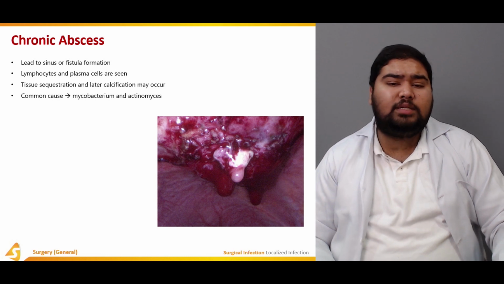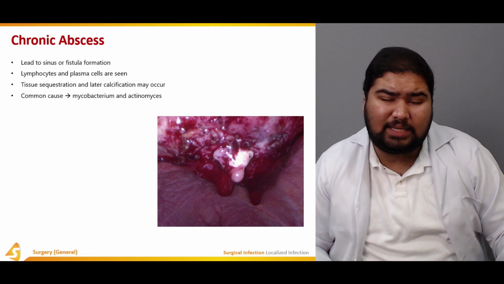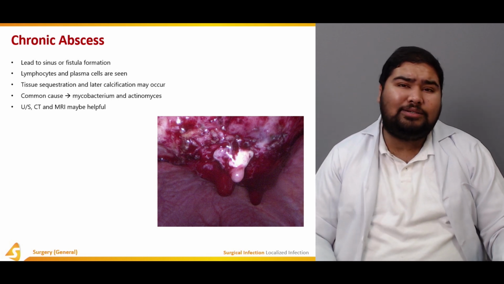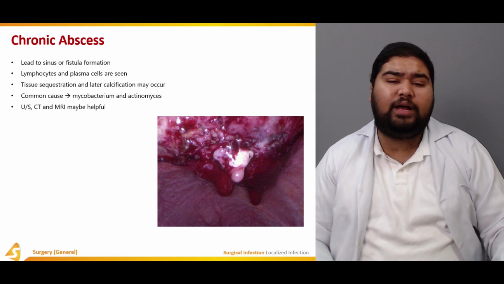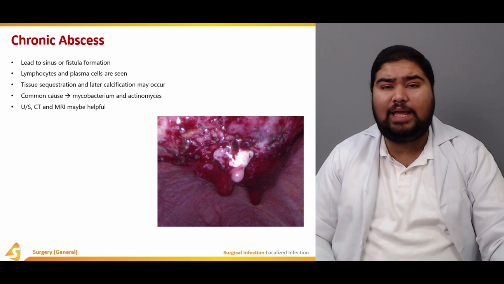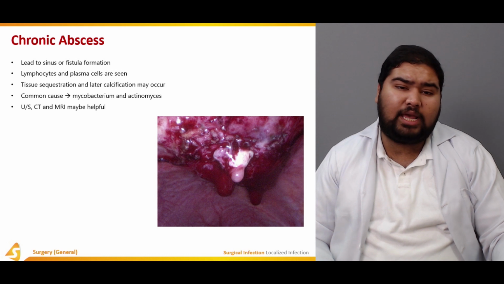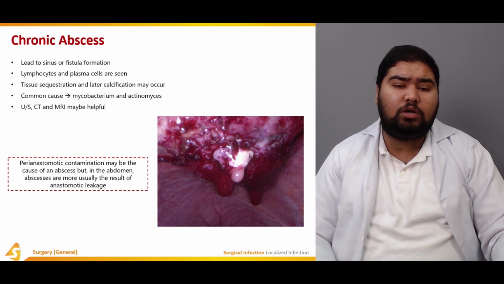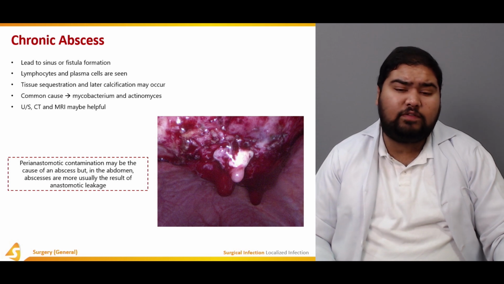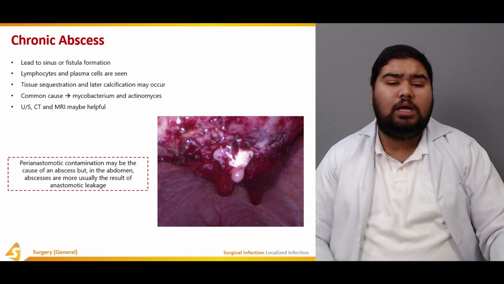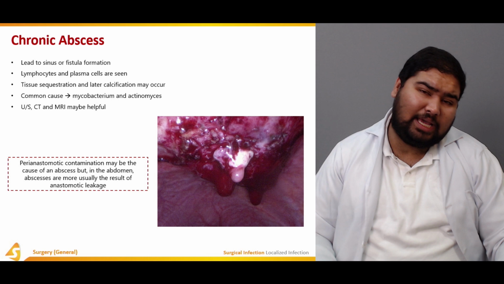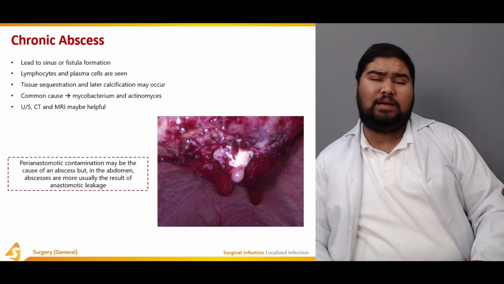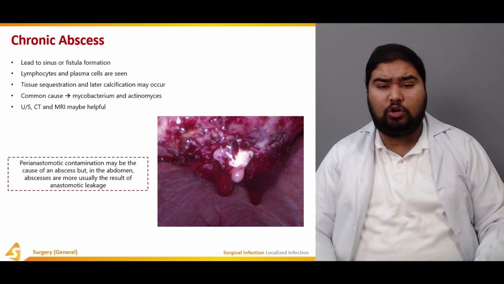well. Now, the common causes are Mycobacterium and Actinomyces. So, Mycobacterium and Actinomyces are responsible for the production of chronic abscesses in humans. Now, ultrasound, CT scan, and MRI may be helpful. It is important to know that X-ray radiography is not very helpful in chronic abscesses. Now, anastomotic contamination may be the most common cause of abscess, but in the abdomen, abscesses are most usually the result of anastomotic leakage. So in the abdomen, anastomotic leakage is the most common cause. Otherwise, anastomotic contamination may be responsible for the production of a chronic abscess.